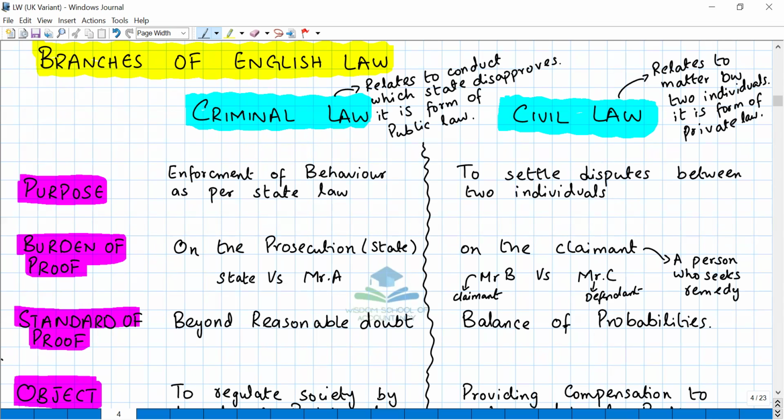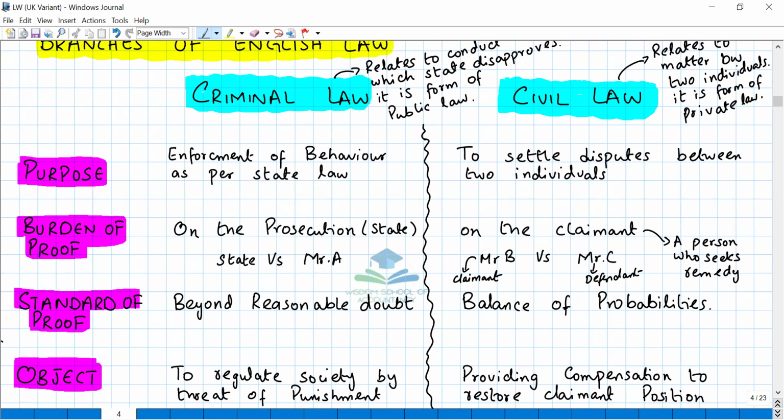For example, if I tell you in the form of percentage, let's say one party's evidence is like 60%, and the other party's evidence is like 40%. If such is the case, 60-40, then the one who has 60% in favor of him will get the benefit of the doubt, and he will get the remedy. So in civil law, the standard of proof is not that high. It's just balance of probabilities.